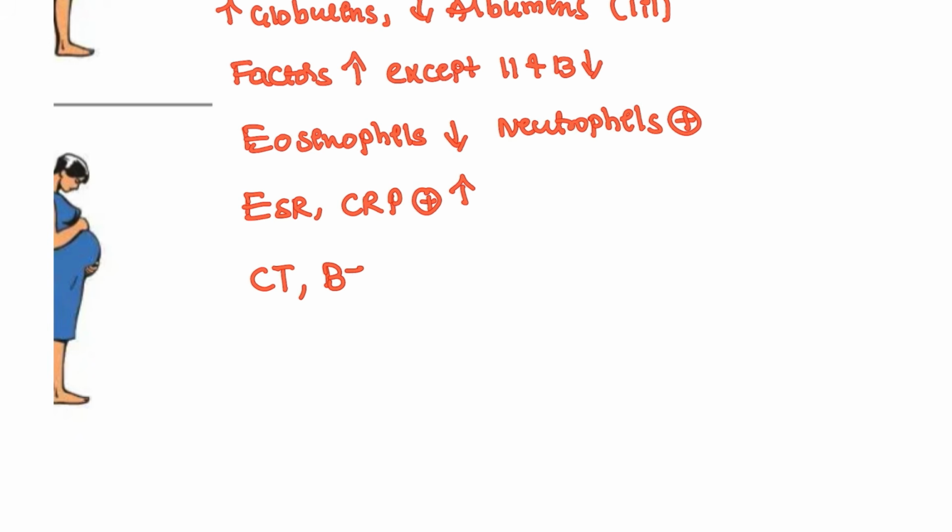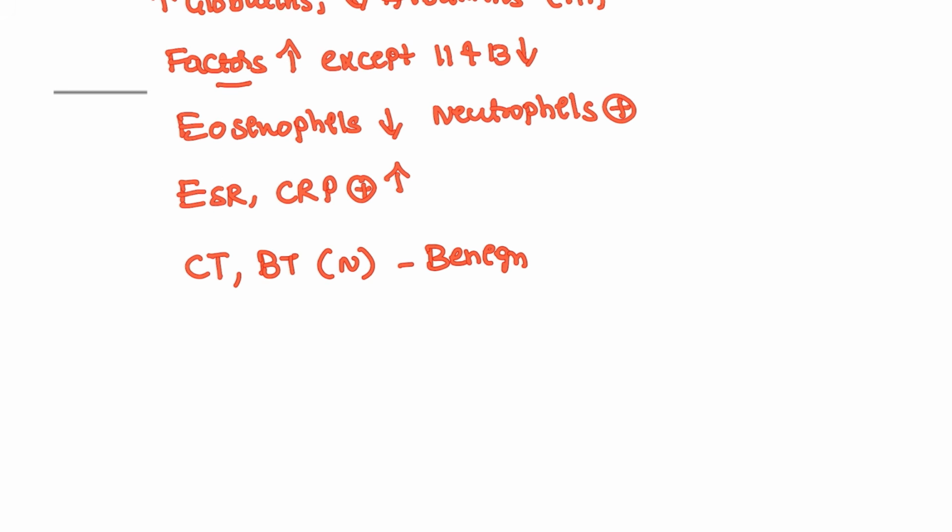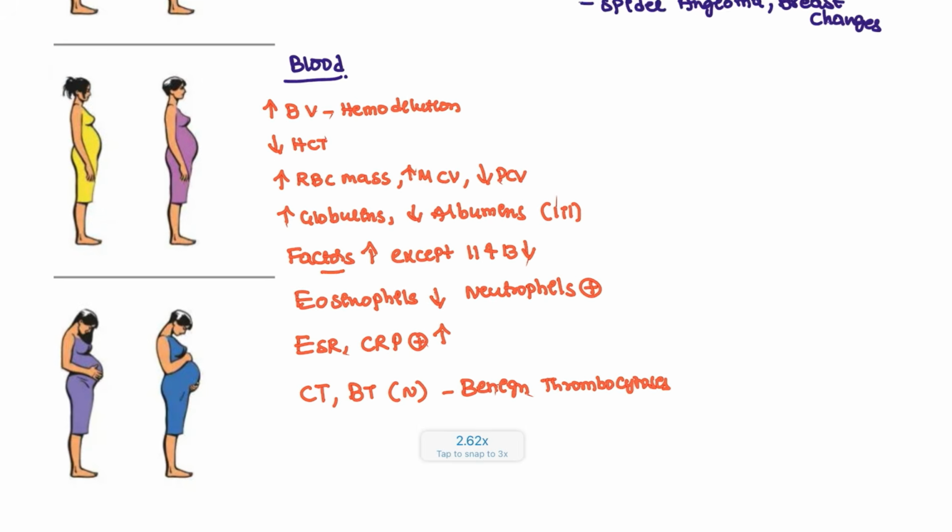Clotting time and bleeding time do not change throughout the pregnancy. They stay normal before the pregnancy, after the pregnancy, and during the pregnancy, unless the patient faces any coagulation disorder. And because of the hypercoagulable state, because of the factors included, this phase is also known as a benign thrombocytosis condition that we see. But there is no problem with this benign thrombocytosis of the patient, right?